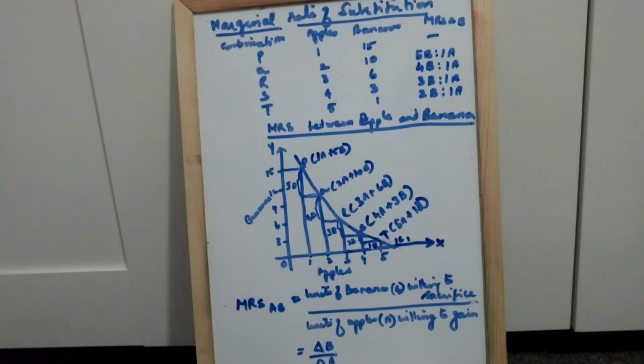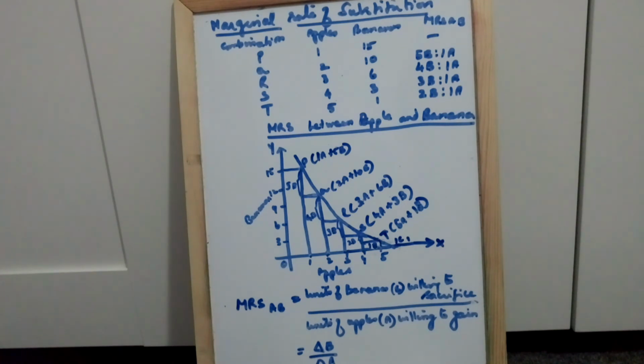Indifference curve analysis assumes diminishing marginal rate of substitution. Due to this, an indifference curve is convex to the origin, and the consumer is assumed to behave in a rational manner. He aims to maximize his total satisfaction.